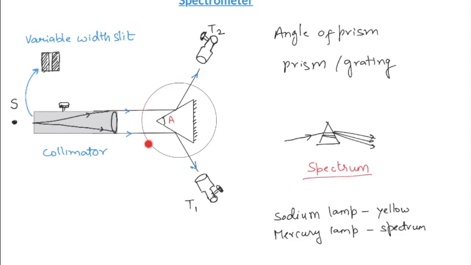So we have a table which is fitted with two vernier scales which are 180 degrees opposite to each other. We can call them V1 and V2. This prism table can rotate, and also the vernier table on which the prism is placed can rotate, and then the telescope is moved in order to observe the required image of a slit.